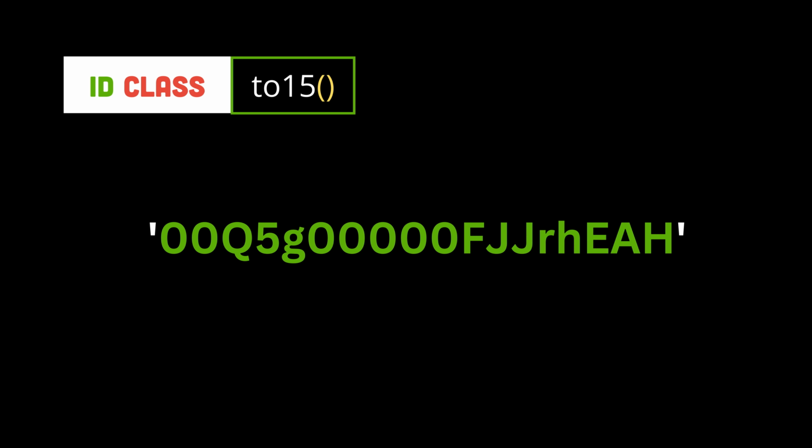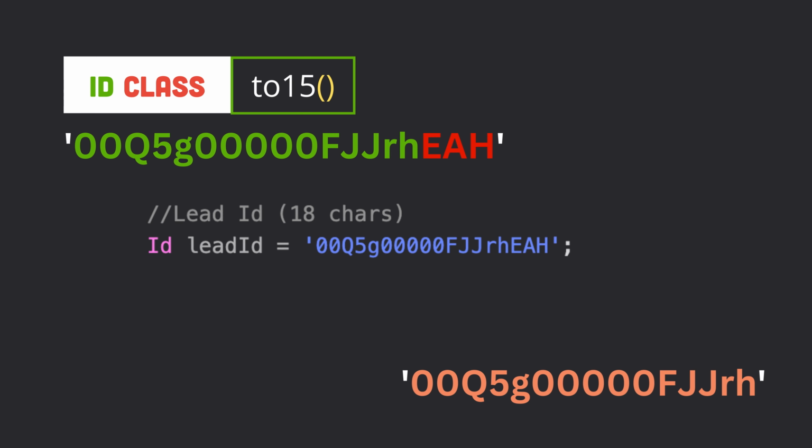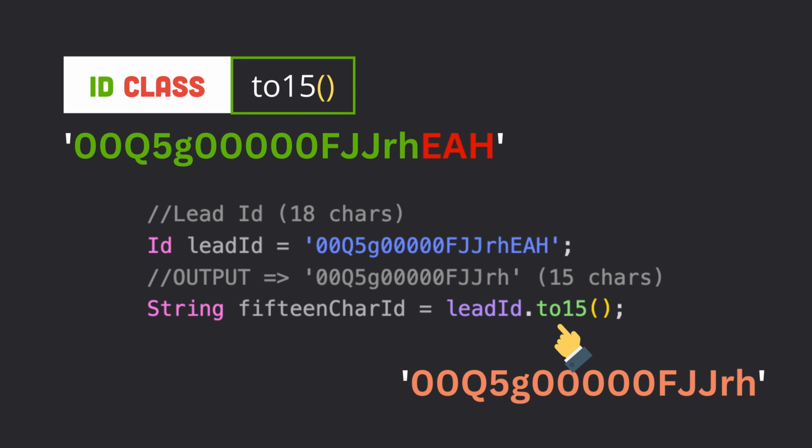The toFifteen method basically converts the 18-character ID to 15 characters. It does this by removing the constant suffix from the relevant ID. Here's an example where we used the toFifteen method on a lead ID which returns a 15-character string.